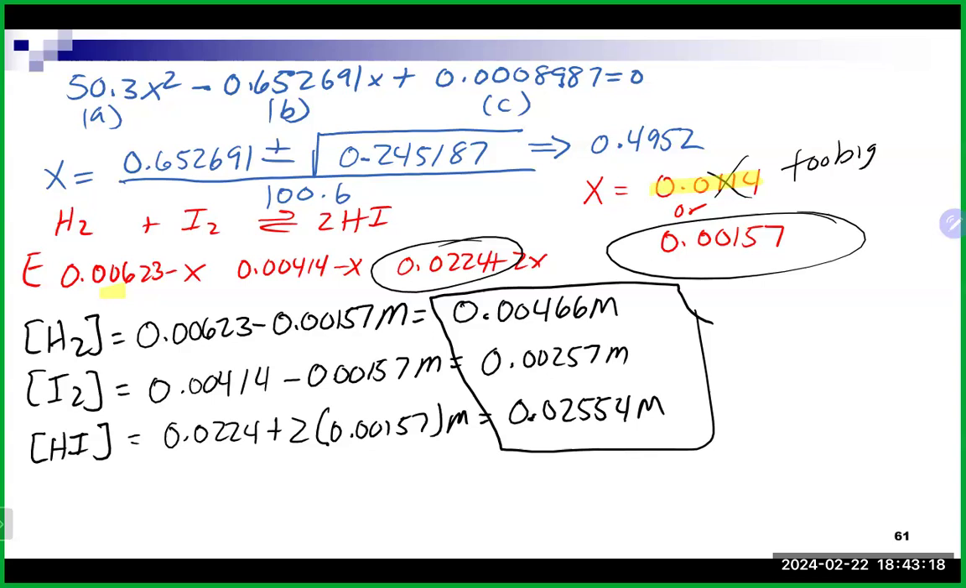Question on any of those? If you put those numbers back in, I really hope it's 54. I think it is. So if you do put these numbers back into our equilibrium expression, we take 0.02554 and square it, divided by 0.00257 and divided by 0.00466, 54.5, basically 54.46. Feels pretty good. Any questions on any of those steps?